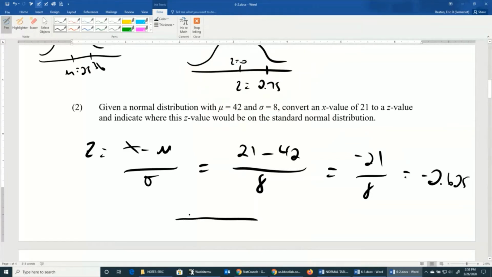And so, once again, if I were to draw the picture, there's z equals 0, and negative 2.625. Remember, we're going to round these to two decimal places. So it'll be negative 2.63. It'll be way over here somewhere. We always do 2 places.